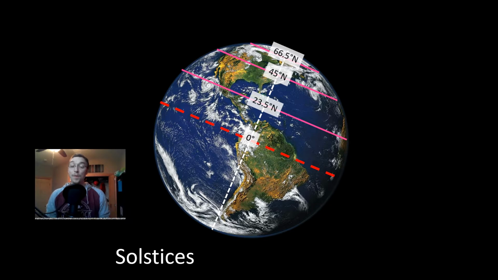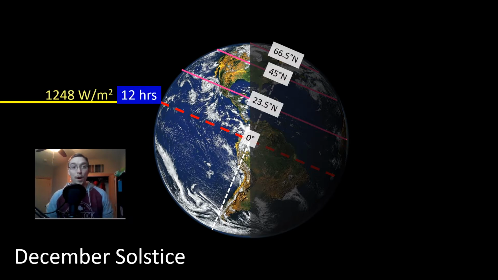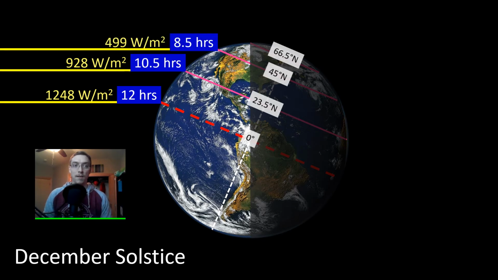So we've seen these renditions of Earth before. We notice the equator, the Tropic of Cancer, 45, so our mid-latitude, and then 66.5 degrees north latitude, so our Arctic Circle. On the December solstice, right, we should know what we're looking at here. Along the equator, 12 hours of daylight, 1,248 watts per meter squared is our average insolation, 928, 499, and 0 up near the top.